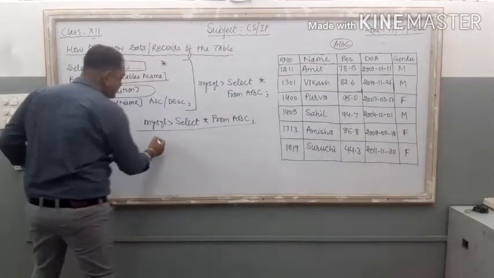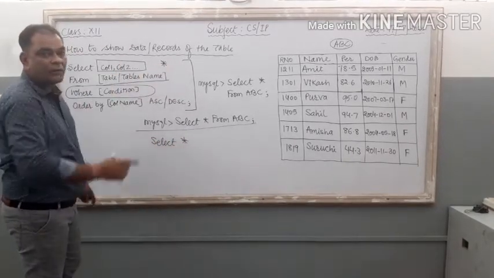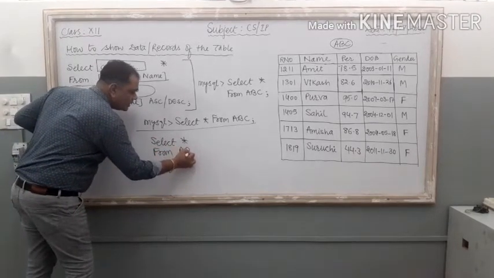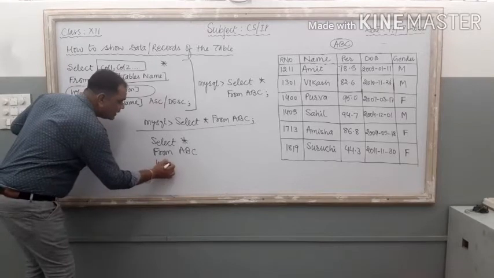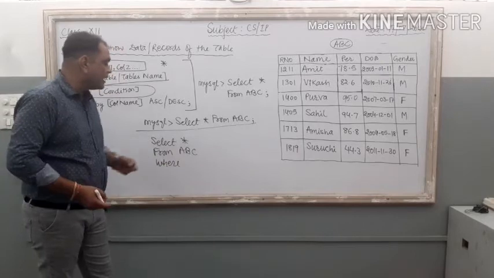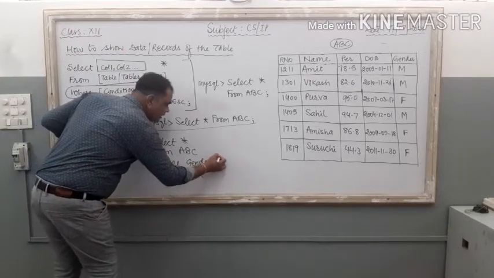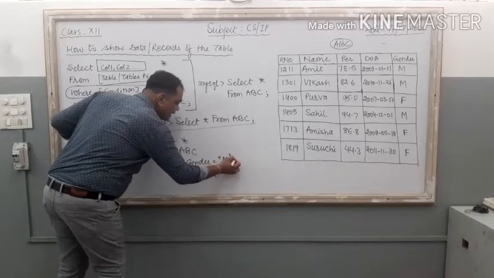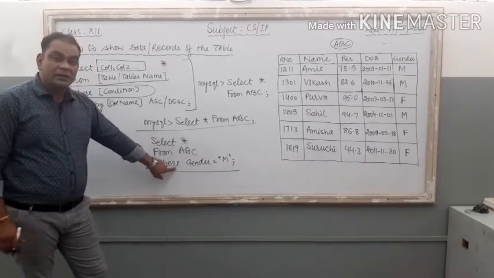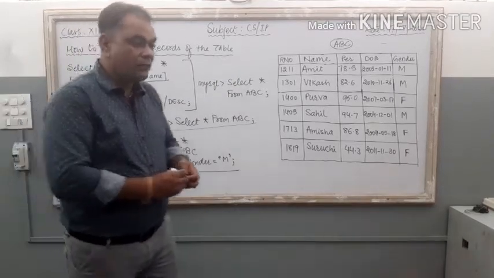For that the command is select star, meaning every column will be there on the monitor. Select star. In the second line it is from. Name of the table, it is ABC. And in the third line, the filterization condition I apply with the where clause: where gender equal to 'M'. Right? It is another form of the select command. By this we can filter. If we use the where command with the select command, we can filter records from the table. Clear? Now just move further.